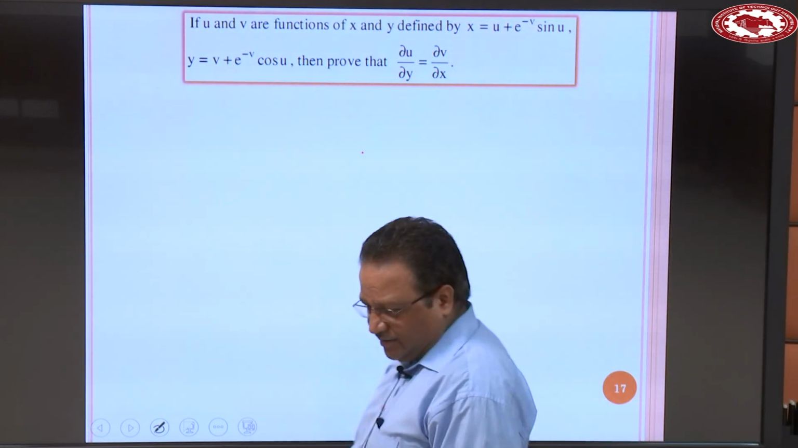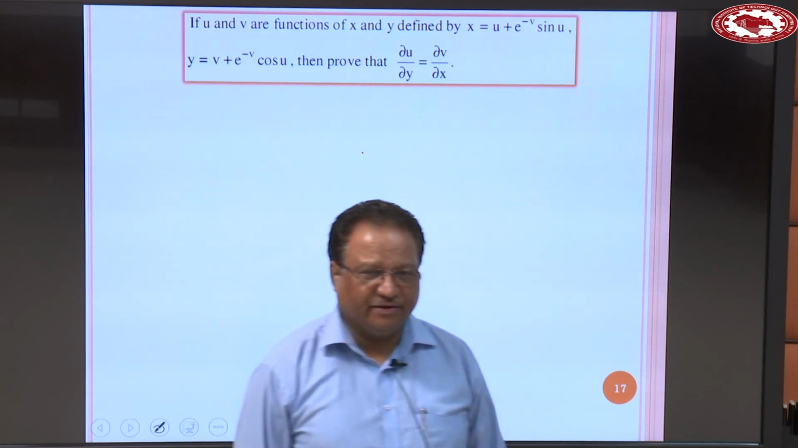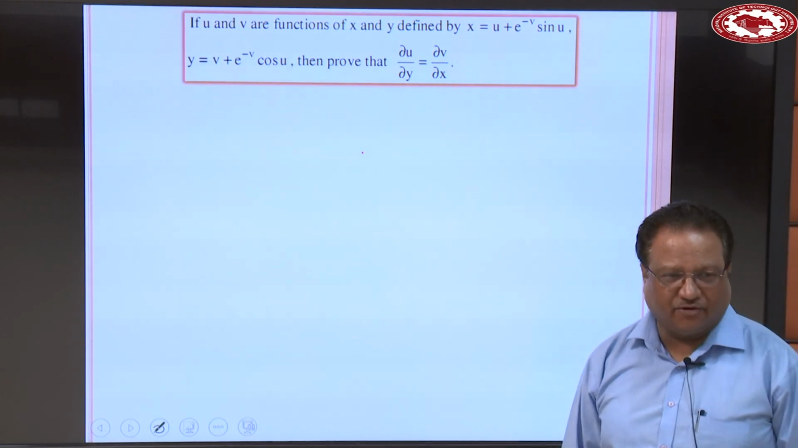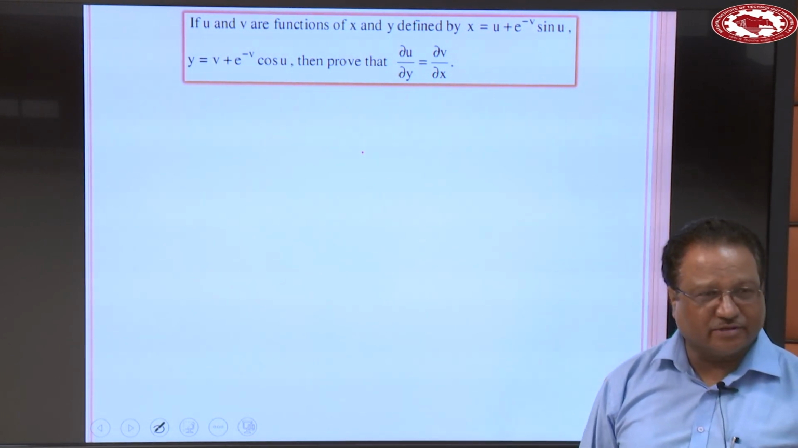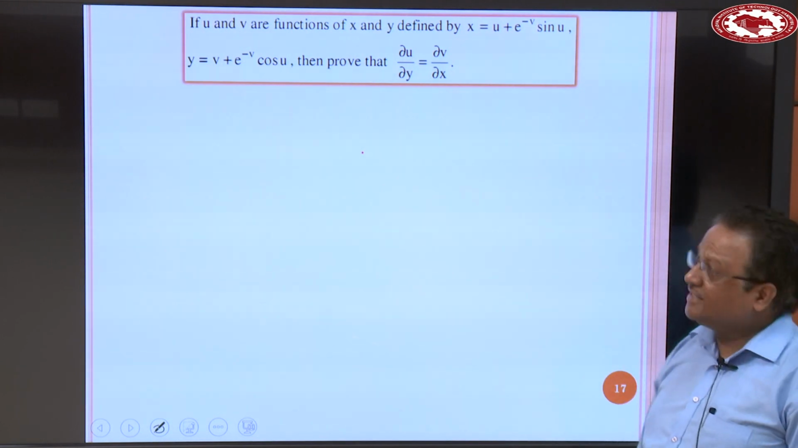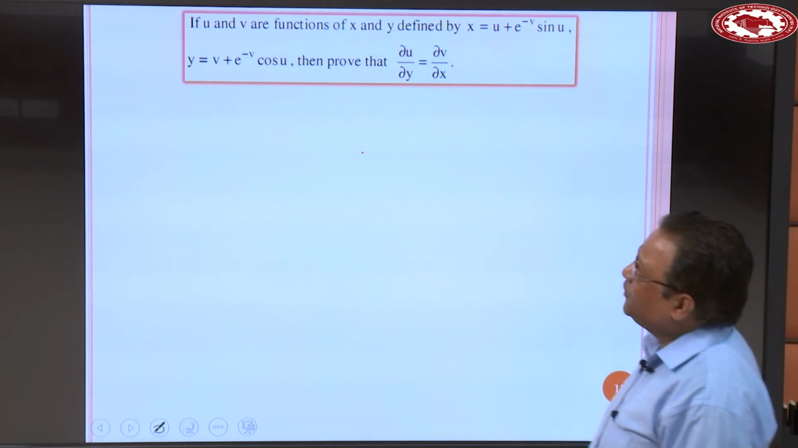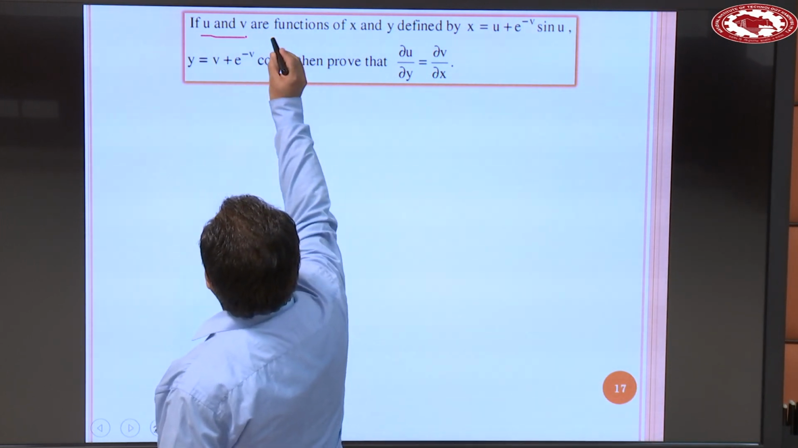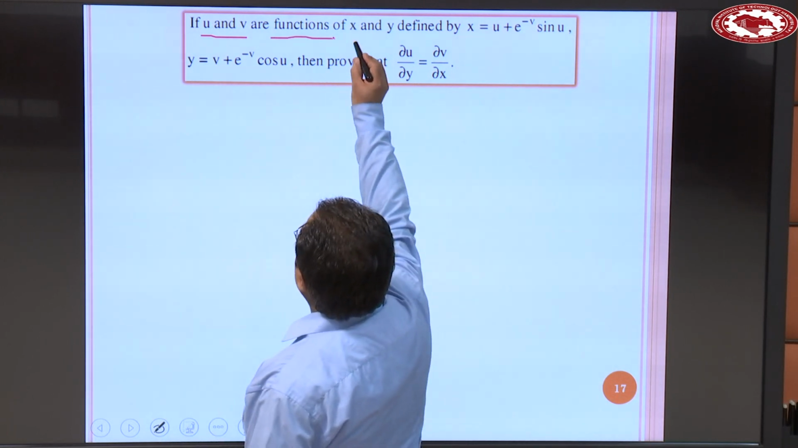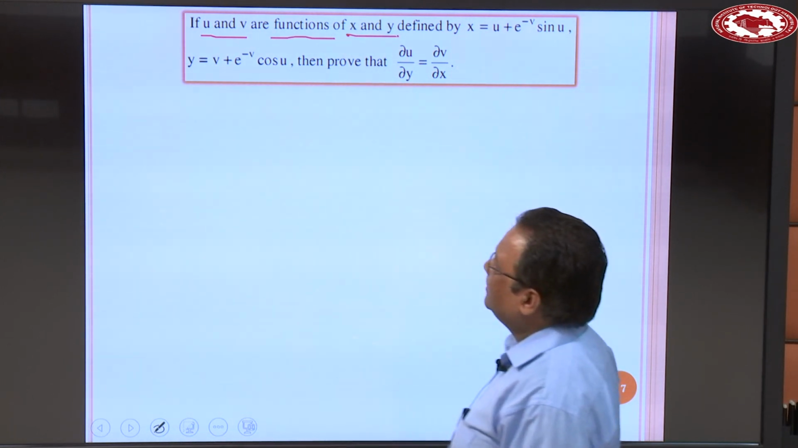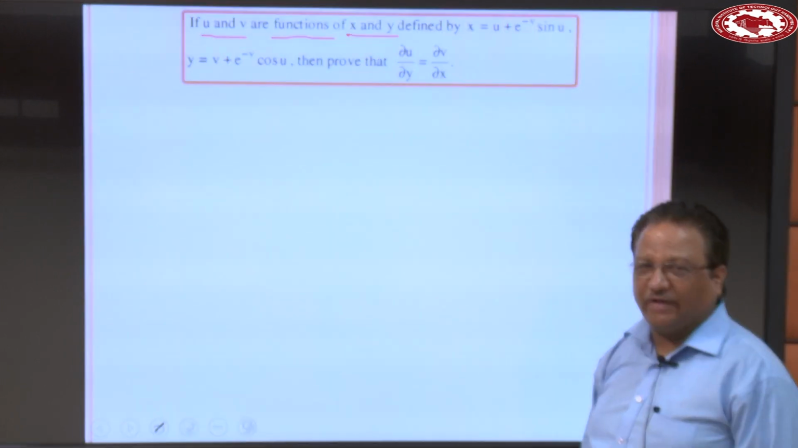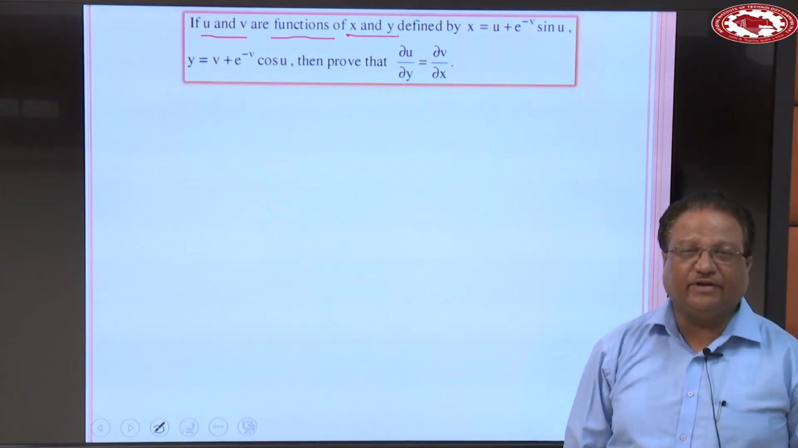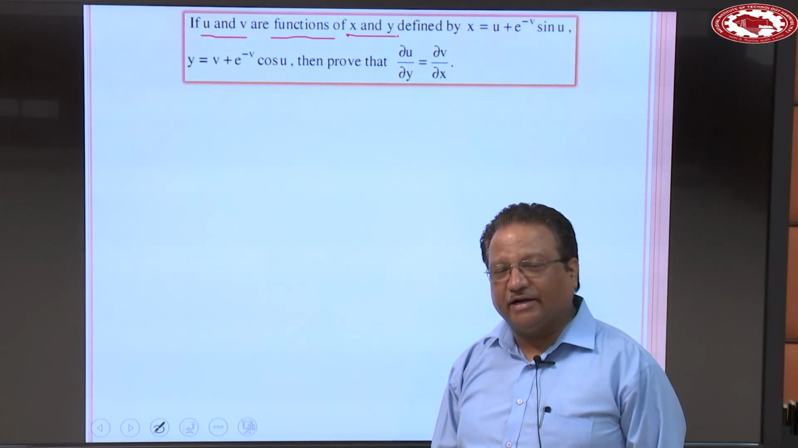So in the last we have two problems, and these two problems are very, very important for some reasons. In this statement, if u and v are functions of x and y, very important, u and v are functions of x and y. This means that u is a function of x, y, and v is a function of x, y.